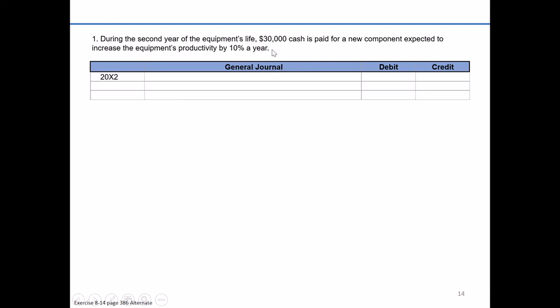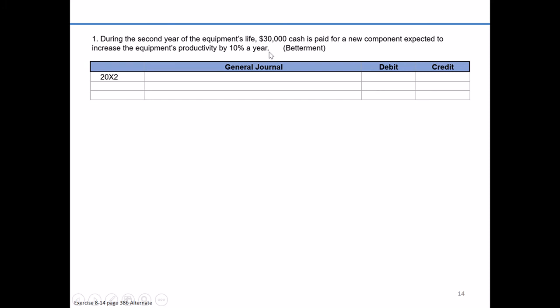Now, going according to our chapter, let's think about what overall category that fits within. Is it a revenue expenditure or a capital expenditure? This is something increasing productivity, so it's going to be considered a capital expenditure. In particular, the type of capital expenditure is a betterment.